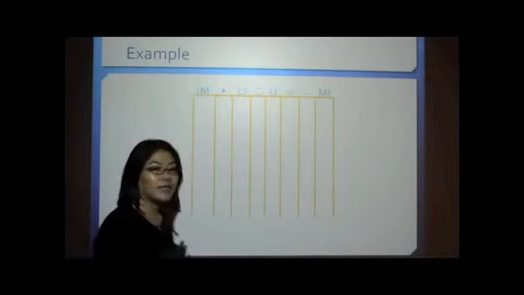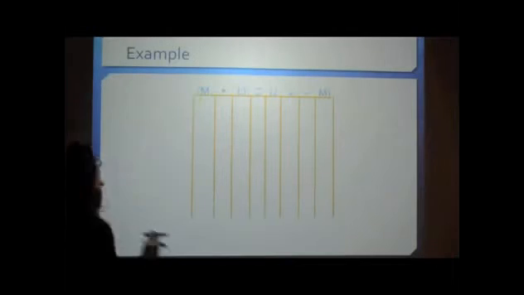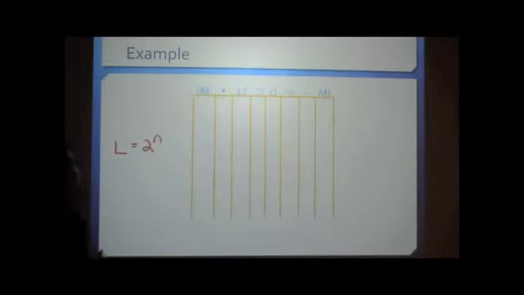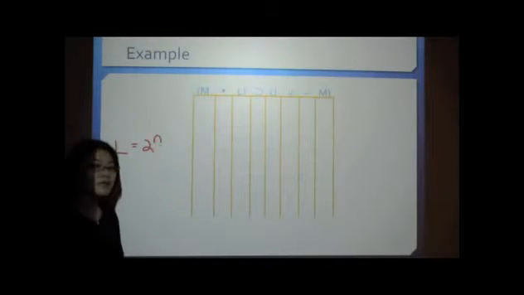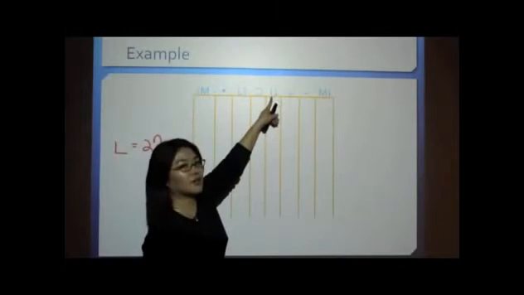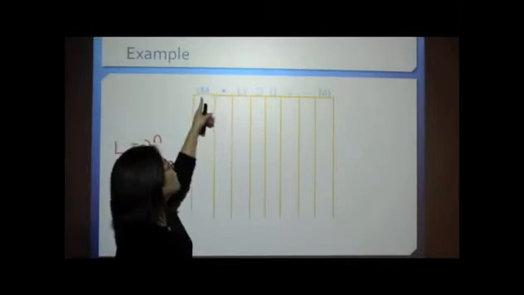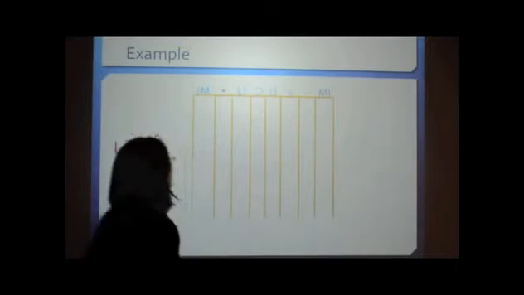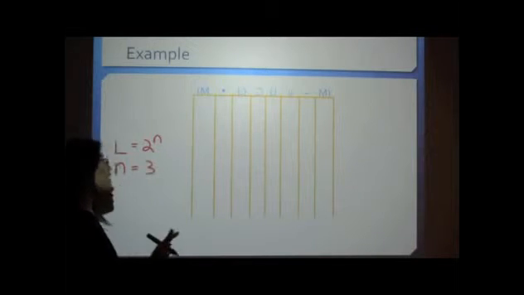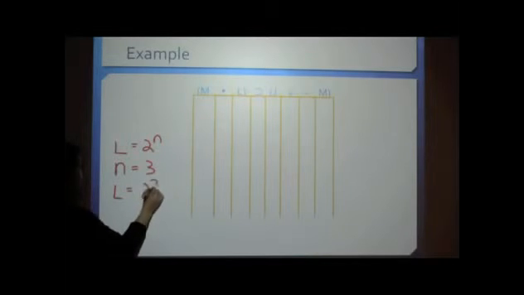Then we have to figure out how many lines we need. Remember, the formula for how many lines we need is the number of lines equals 2 to the n power, where n equals the number of distinct variables. Notice how here we have 1, 2, 3 distinct variables. This is not a distinct variable because M occurs here as well. So we only have 3 distinct variables. So n equals 3, which means the number of lines will be 2 to the third power.